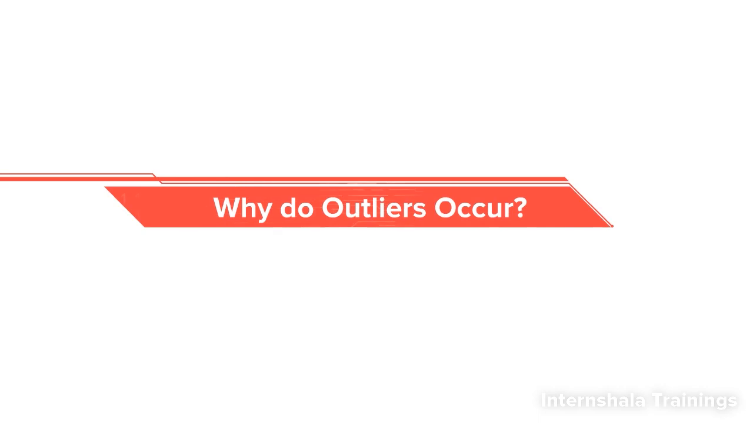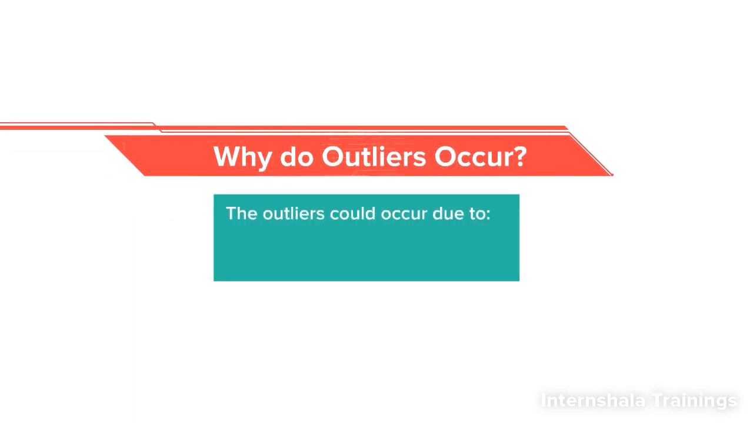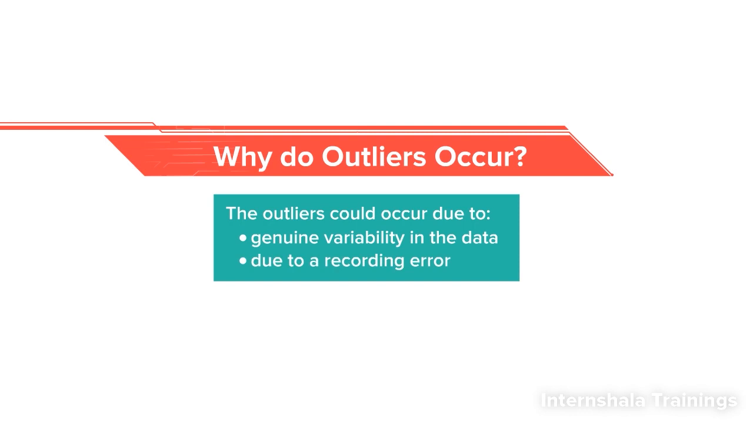Now in the previous tutorial, we learned what outliers are and how to identify them mathematically. Now, let's understand why outliers occur in the data. The outliers could be due to genuine variability in the data or due to a recording error.